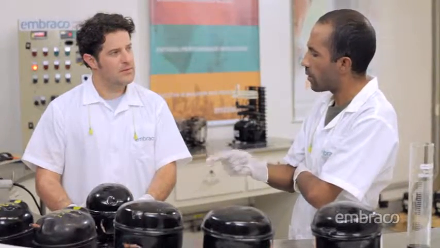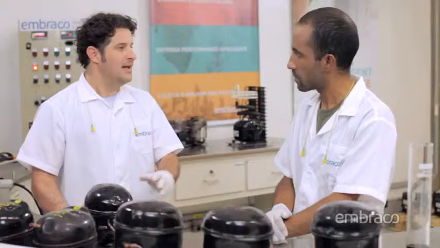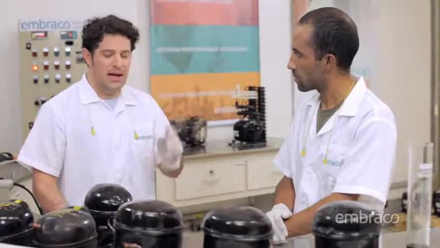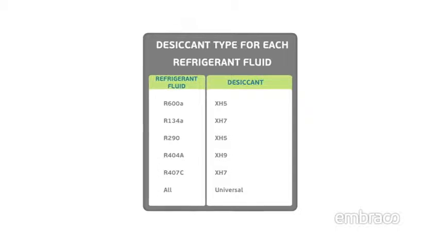But Peter, isn't the filter dryer's function to remove moisture from the system? Actually, Mark, the vacuum process, if properly executed, will remove almost all the moisture in the system, and the filter dryer will remove any residue that might still be present. This is the second problem related to moisture in the system, since the filter dryer must always be changed together with the compressor, paying attention to the filter type recommended by Embraco for each refrigerant.